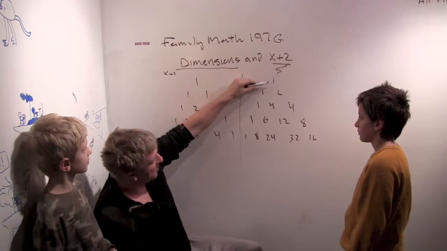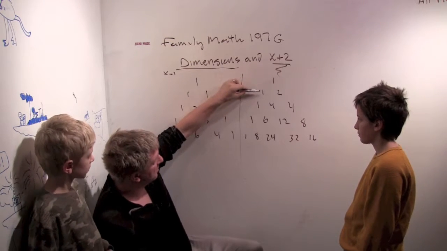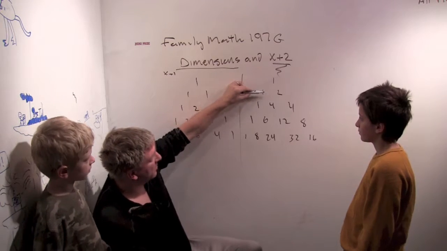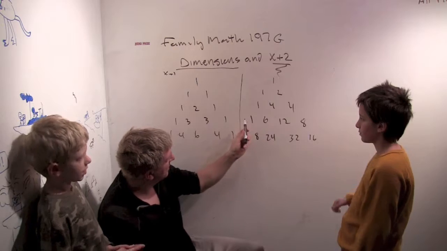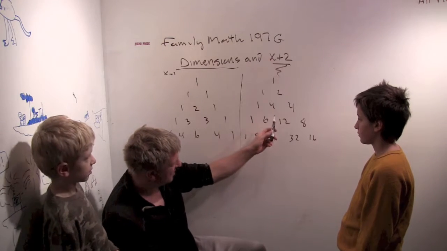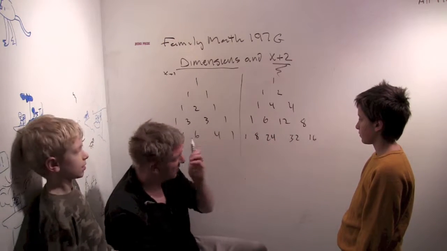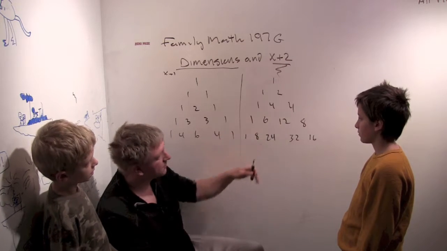So anything to the 0 is 1. Then here's the first power. We remember we got x plus 2. Then we got x squared plus 4x plus 4. X cubed plus 6x squared plus 12x plus 8. That's the one I forgot to do, but that's alright.